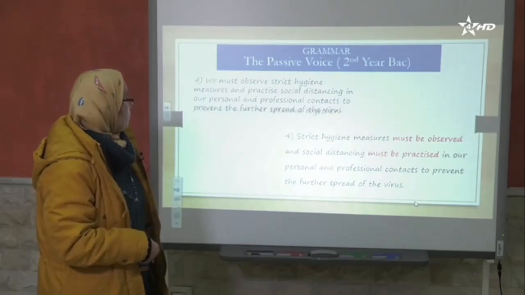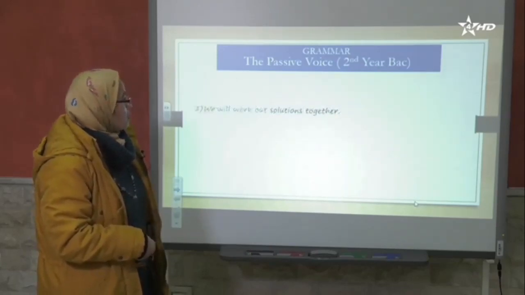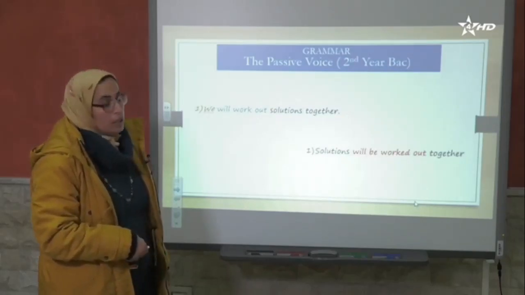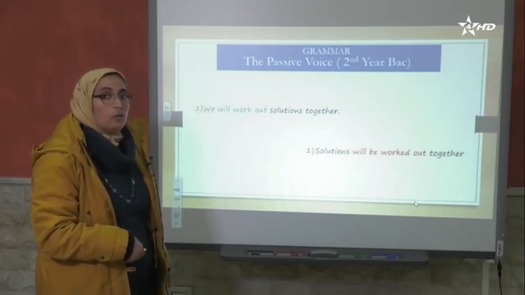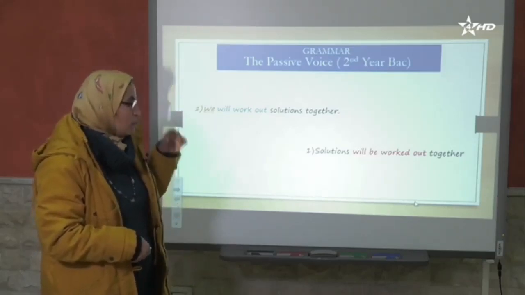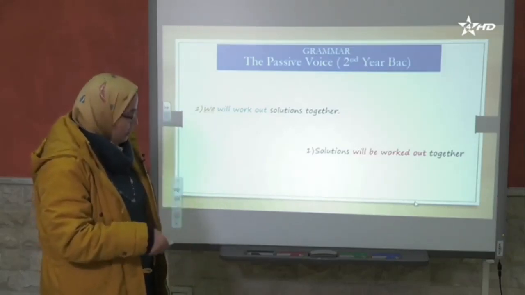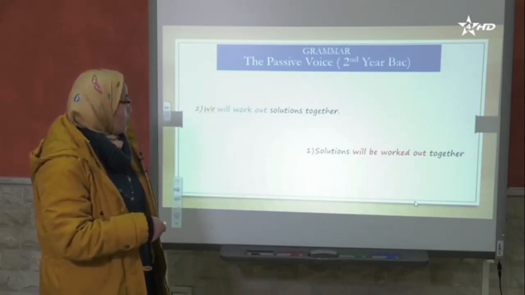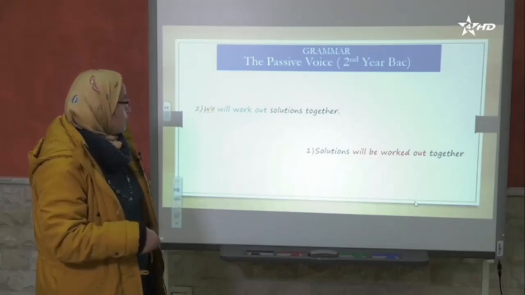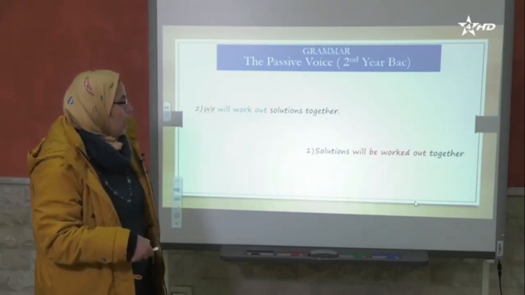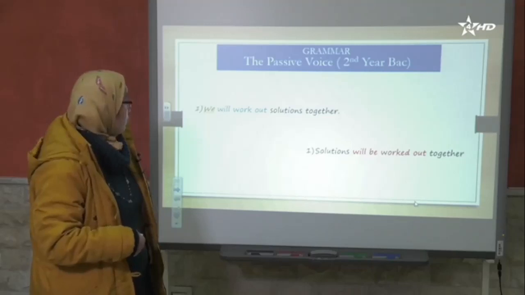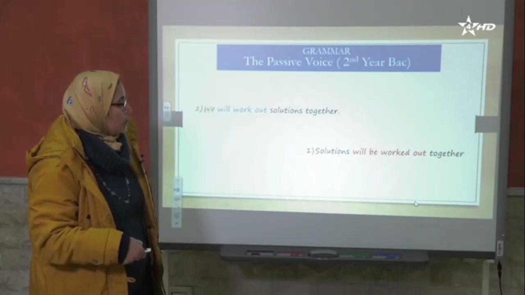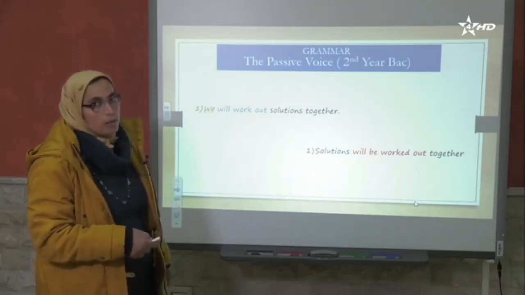One more example. We will work out solutions together. Who will work solutions together? We. But who are we? Do we know exactly? Not exactly. So it's not important to keep we in the passive form. We keep solutions and we change it to the place of the subject. So solutions will be worked out. The verb is in the future. Simple future, will work. It's changed into will be worked plus past participle.